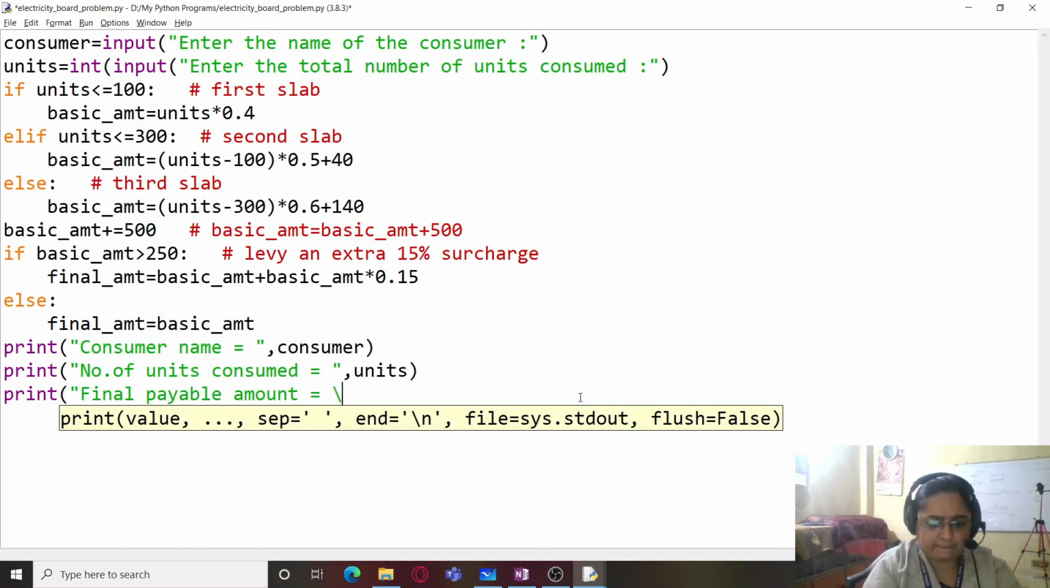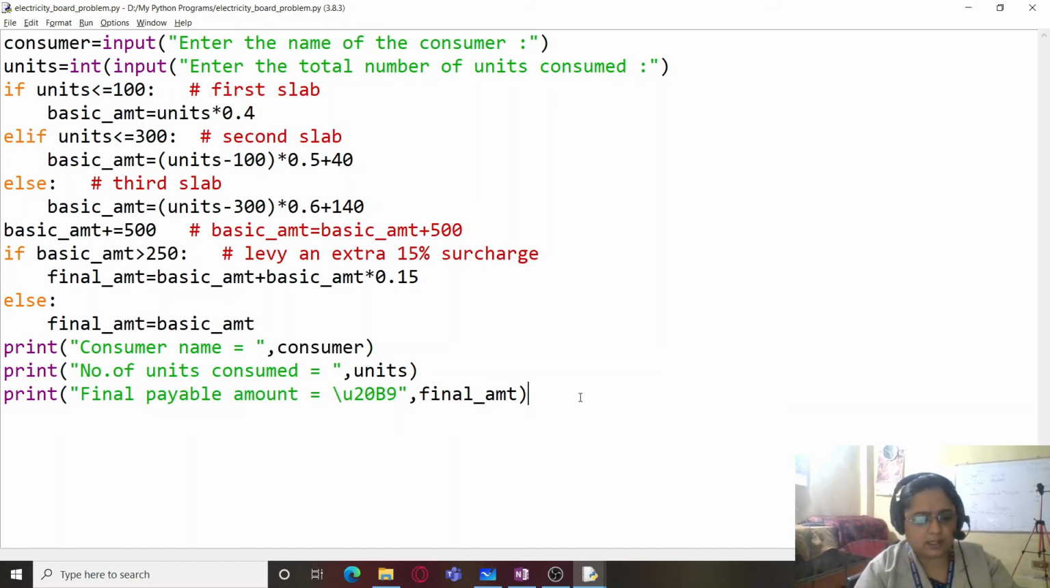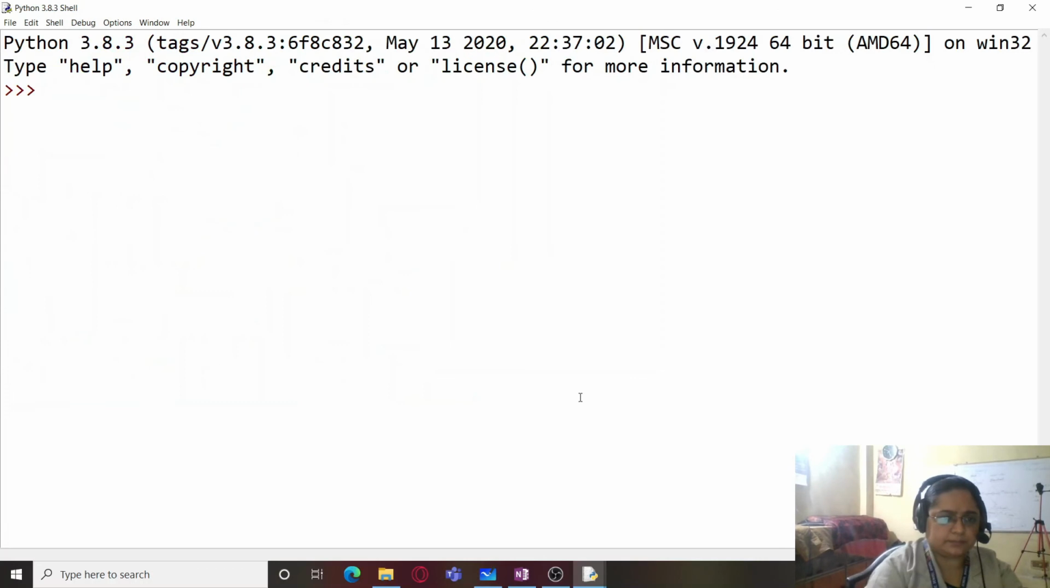just a sec, I'm using the Unicode character for the Indian rupee symbol. So let's see whether it works. Final amount, and let's run the program. There is some invalid syntax here. Okay, yes, that's because I did not close the bracket here.